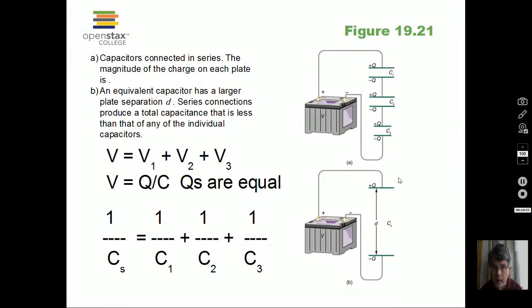If I wanted to take out these three and replace with just one capacitance to get the same electrical effect, the same value of capacitance, this is the way we would calculate it. It is a reciprocal calculation. 1 divided by C sub s equals 1 over C1 plus 1 over C2 plus 1 over C3, and there'll be example problems on how to calculate that.